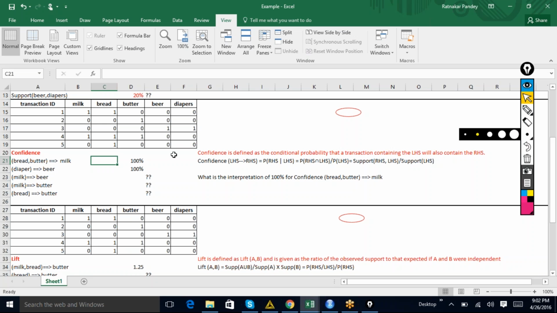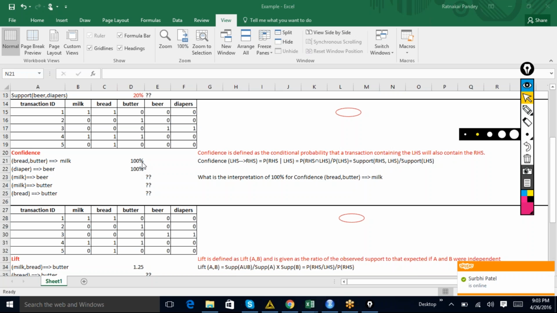So let's look at a couple of conditional probabilities here, or confidence. What is the probability that milk will be bought given that bread and butter have been bought? If you look at the formula, that is the support of right hand side and left hand side. So how many instances are there where bread, butter and milk have all been bought together? That is the right hand side and left hand side combined. The left hand side here is bread and butter, and milk is the right hand side.